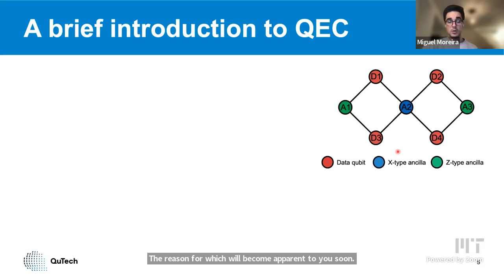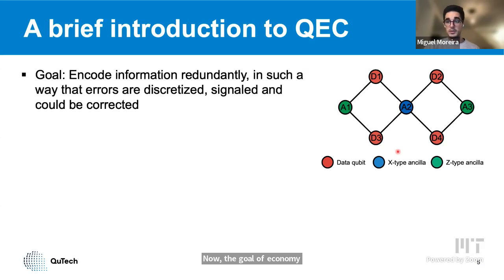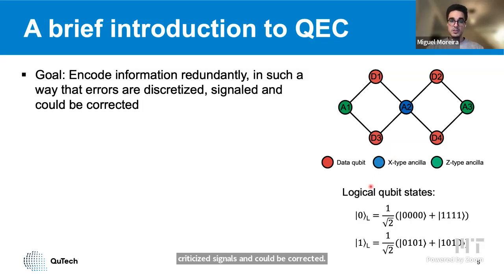Now, the goal of quantum error correction is to encode information redundantly in such a way that errors are discretized, signaled, and could be corrected. Like I said previously, we do this by preparing a highly entangled set of states, which I've described here. And we do this across the qubits that have been labeled from 1 to 4 as data qubits. And this will constitute our logical qubit state, a state that is protected from a set of errors.